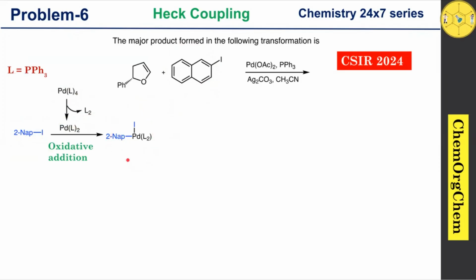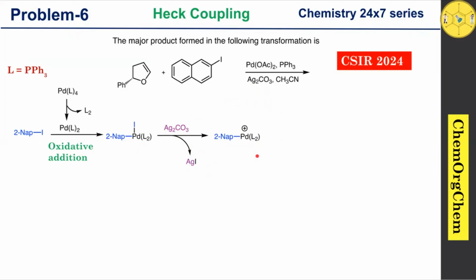Now this palladium complex reacts with silver carbonate. Here you can see that silver carbonate reacts with this palladium complex, resulting in the generation of silver iodide precipitate, along with the generation of the corresponding palladium cationic complex.